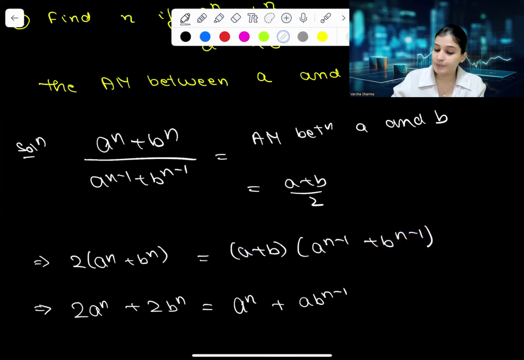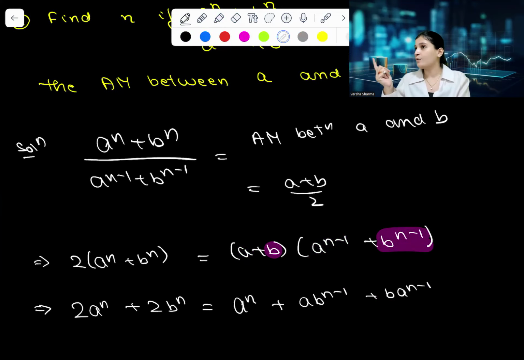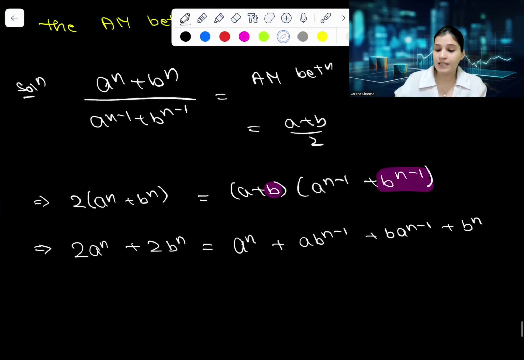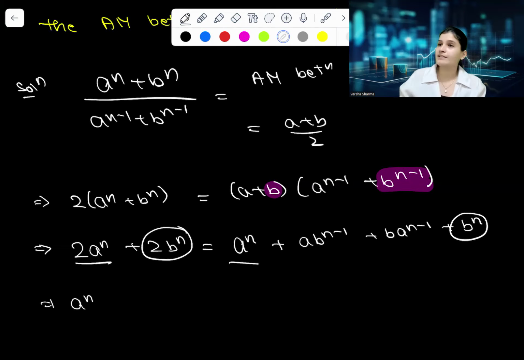Now, if I multiply with b these two terms, what will I get? b into a^(n-1). Yes. Now let's multiply them. Again, same base, multiply, powers get added. What will I get? b^n. Now, these two are like terms. If I bring them to the left, I'll get 1 times a^n. Similarly, b^n, b^n. If I bring them to the left, I'm left with this: a b^(n-1), b a^(n-1).